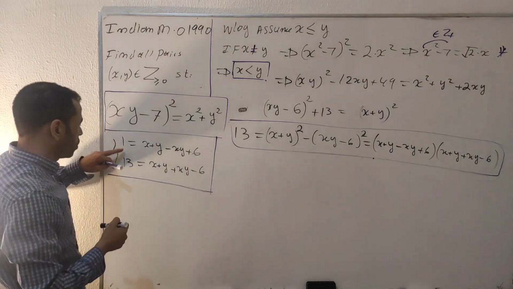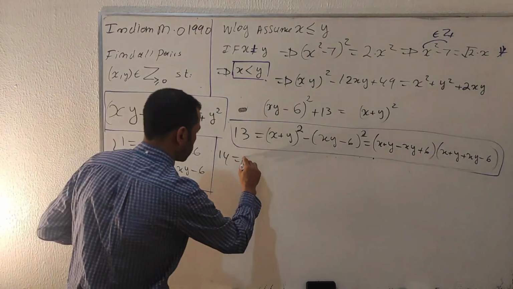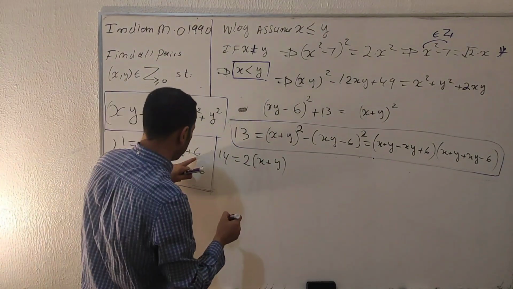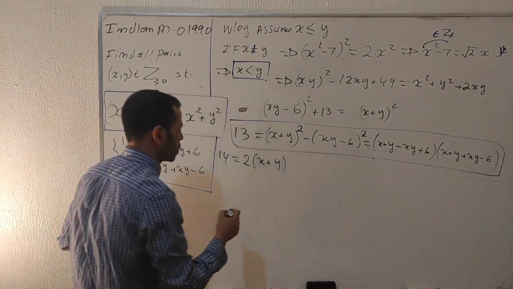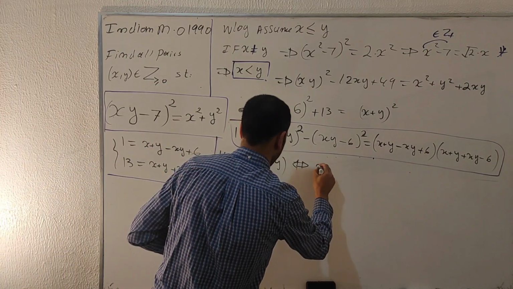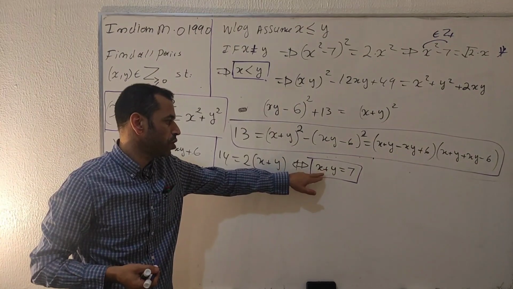Okay, I add 1 plus 13, which is 14. I get 2 times (x + y). This one is 0, this one also is 0: 6 minus 6. So by dividing both sides by number 2, I get x + y = 7. I have ended with this equation.